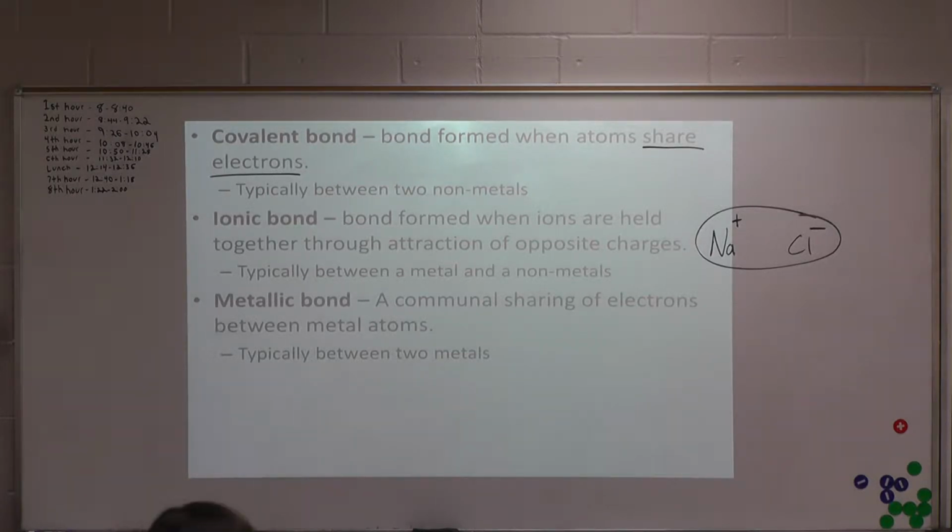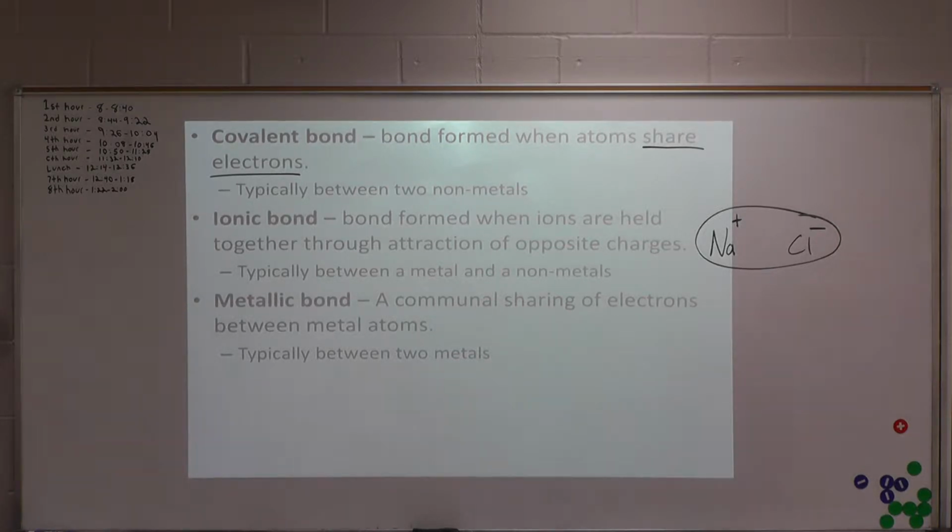Do you guys realize that ionic bond isn't really even a thing? Because it's really just a really, really strong covalent bond. That's what I was thinking. But we give it a different name because it acts quite differently. Oh, yeah, I get it.